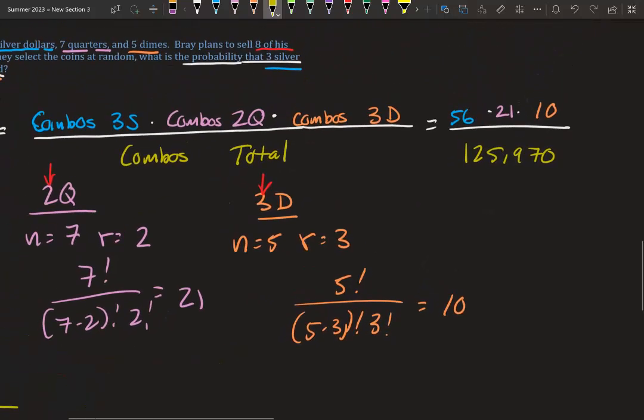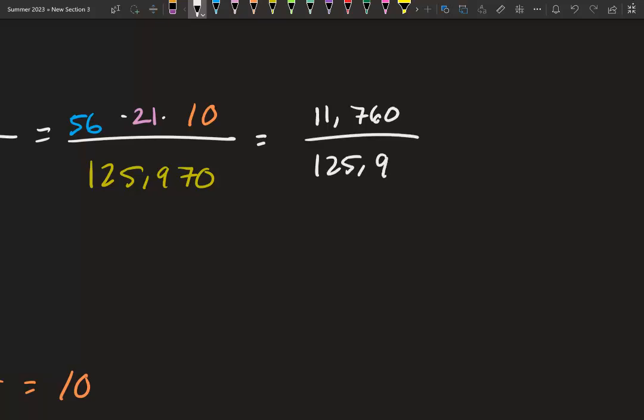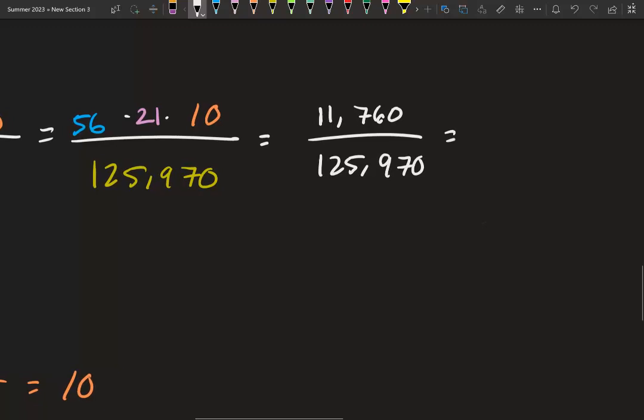All right, now we need to multiply our combinations on top to figure out if we picked all of them together, how many do we have? So 56 times 21 times 10, we get 11,760. And then we have 125,970 on the bottom. You can divide by 10 3 times. So you can actually divide by 30 to get 392 over 4,199.